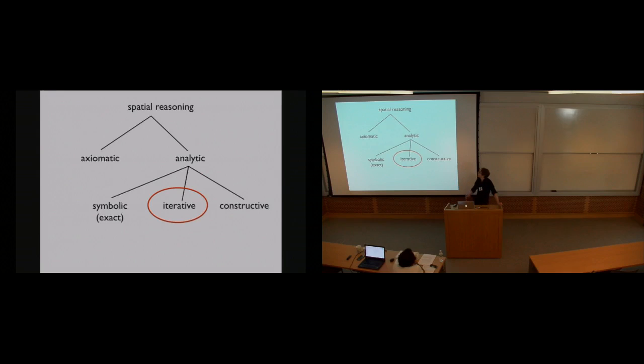Okay, so we had our axiomatic and analytic branches, and within each of these branches there are many different methods. On the analytic side, there's symbolic, iterative, constructive. There are even others. And numerical optimization falls in this iterative category.